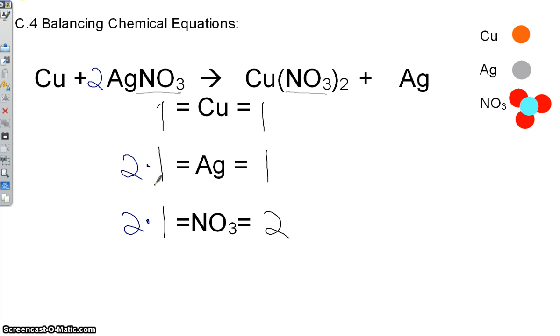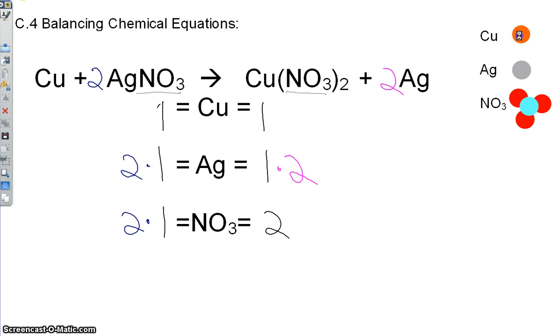Okay, so now my silvers are no longer balanced. So I need to have twice as much silver in my reaction. Okay, so those two match up. So I go back and check. My copper's balanced. Silver 2 and 2 balanced. Nitrates 2 and 2 balanced. Confirm that with my models.